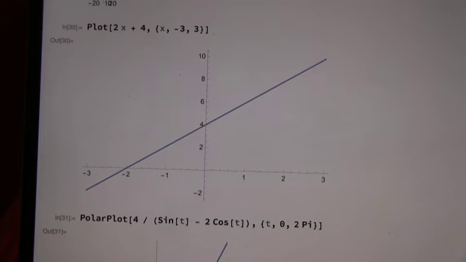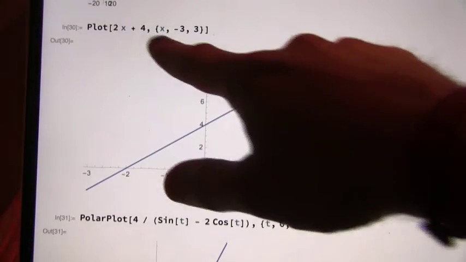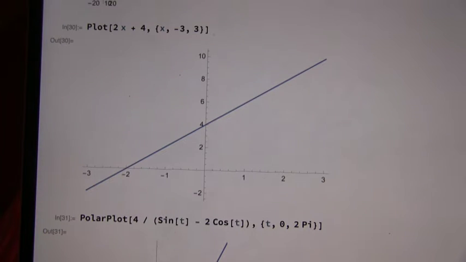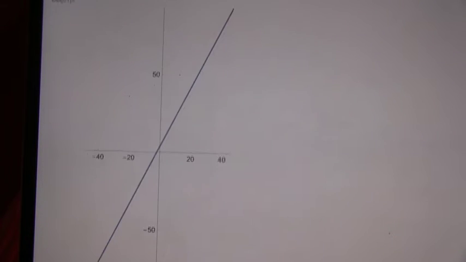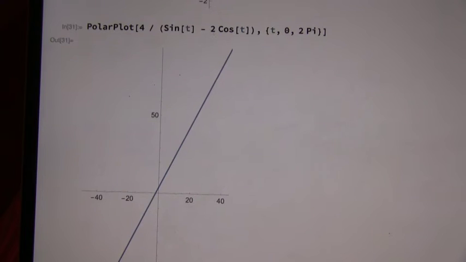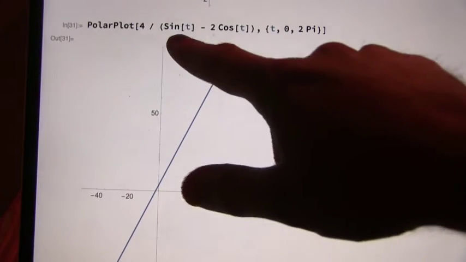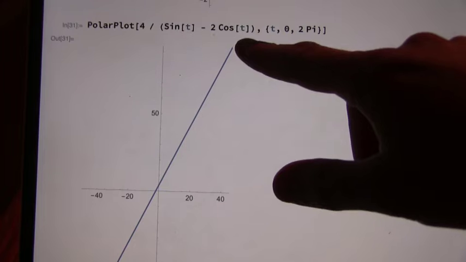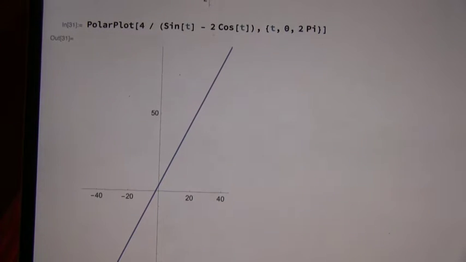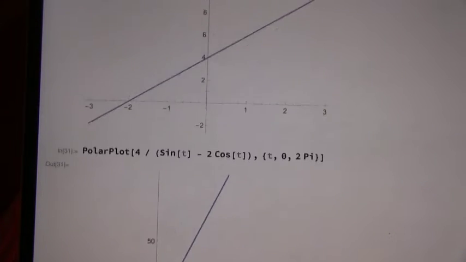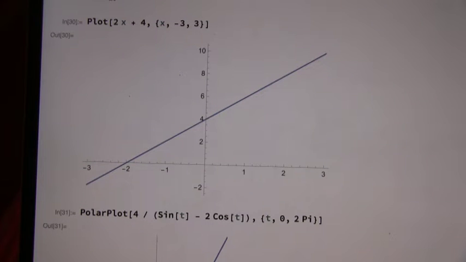Okay, so here we have the simple plot of y equals 2x plus 4 from minus 3 to 3. The polar coordinates I'm not so great at zooming in on and getting the axes right, but at least you can see that this is a line. So this was our equation, 4 divided by sine t minus 2 cosine t. That's what you had. And that was the line y equals 2x plus 4. Okay. Here's the parabola.